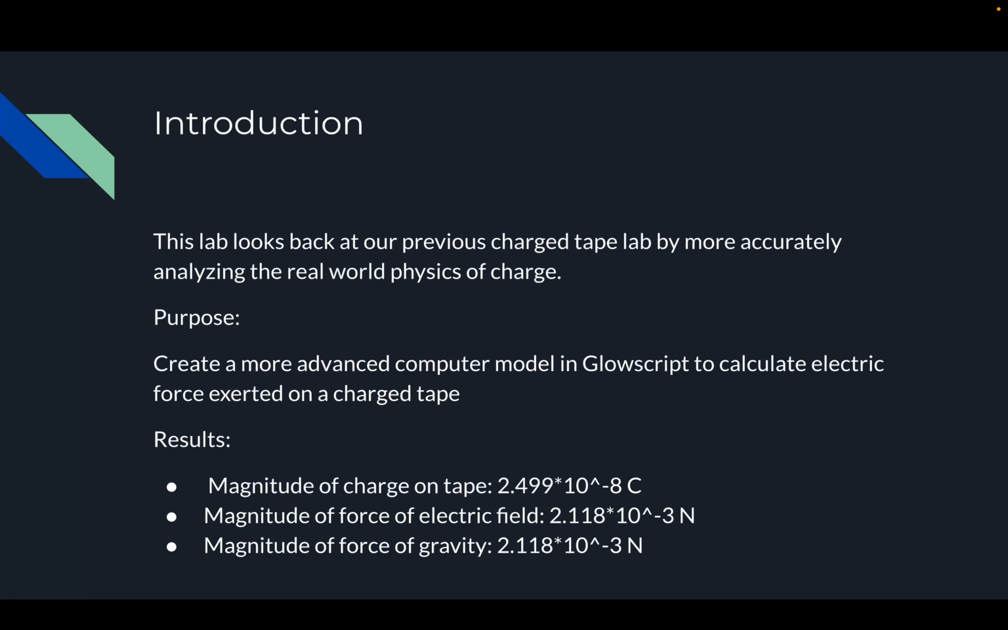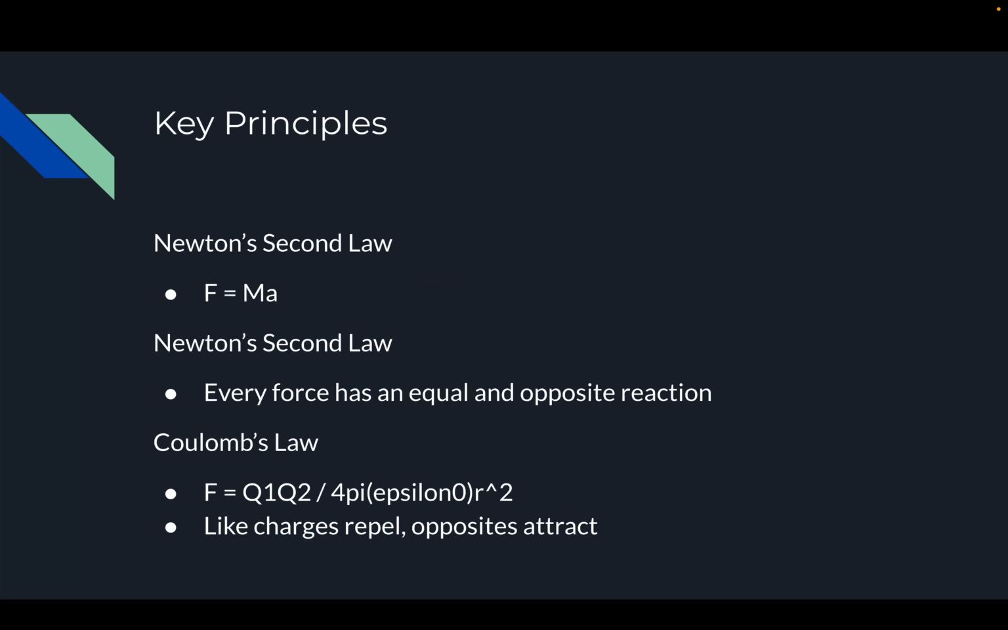There are some key principles to understand for setting up the code for this lab, one of which is Newton's second law, which is force equals mass times acceleration. Also, we're going to need to know Newton's third law, which I improperly labeled here as Newton's second law, but that is every force has an equal and opposite reaction. We're also going to need Coulomb's law, which you can see written out there, which is Q1 times Q2 over 4 pi epsilon naught times r squared. And we also need to understand that like charges repel and opposites attract.